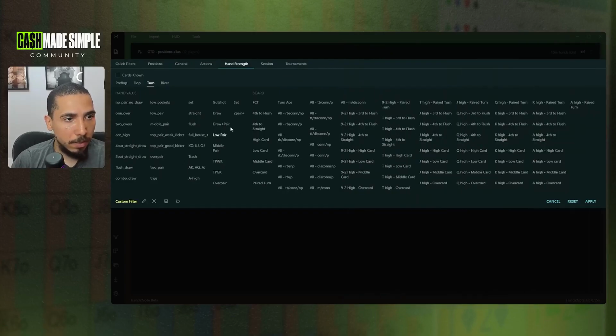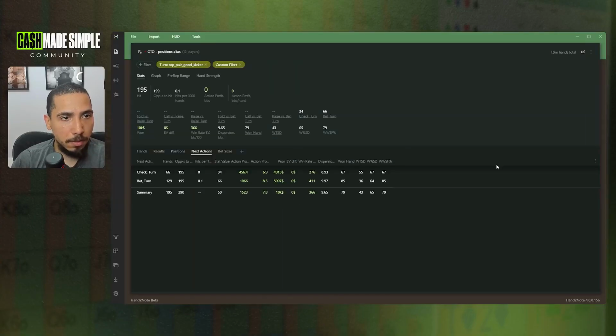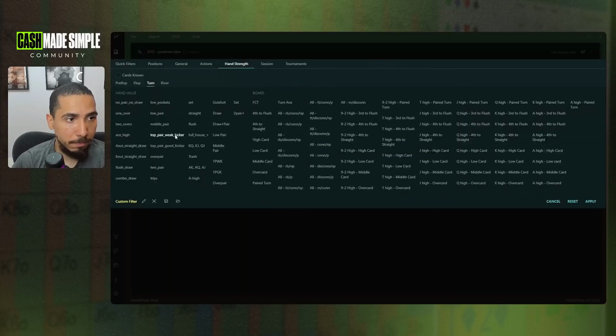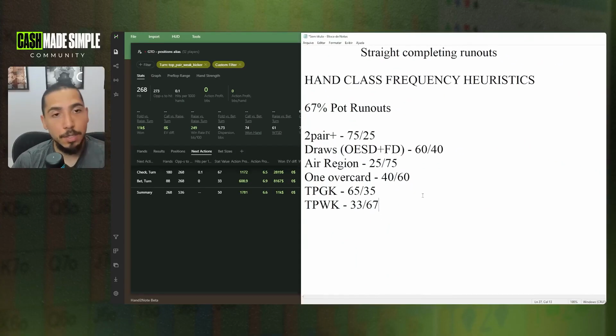Let's go over also the top pair region. It's going to be a significant region here for us. Top pair, good kicker, 65-35. We have to control our frequencies there with our top pair, good kicker, but still have to bet them. And then top pair, weak kicker, we're probably going to see something much more passive, basically 33-67.